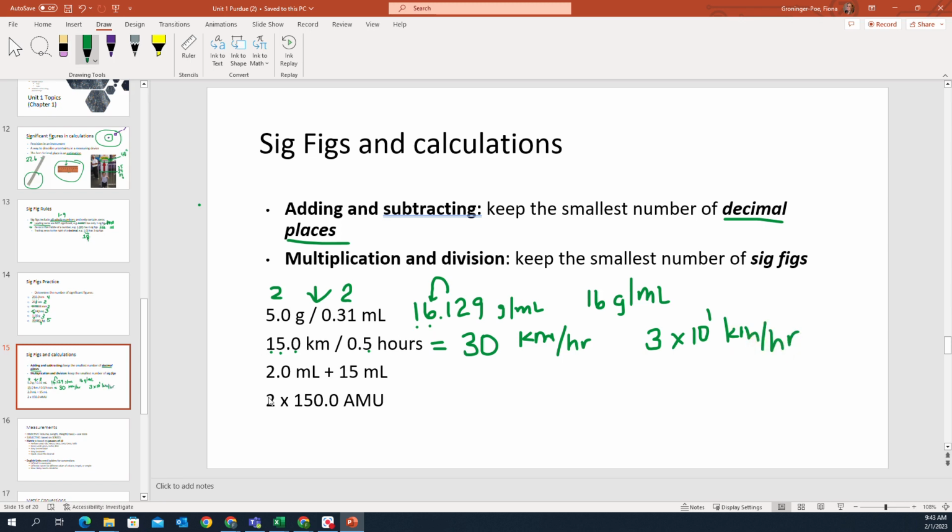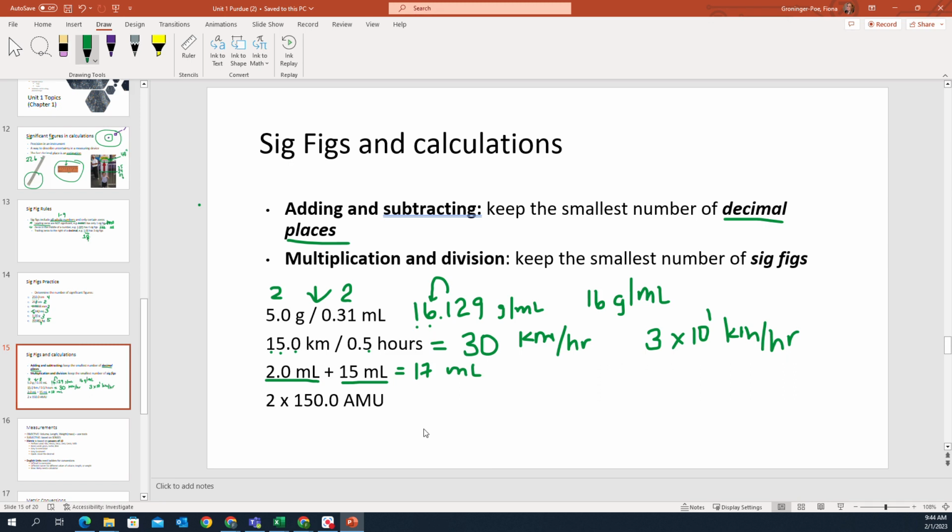Okay, now let's do some addition. 2.0 milliliters plus 15 milliliters. So in this one, we're keeping the smallest number of decimal places. So 15 milliliters has 0 decimal places, 2.0 milliliters has 1 decimal place. So we're keeping this to 0 decimals. So this is going to be 17, not 17.0, just 17 milliliters.